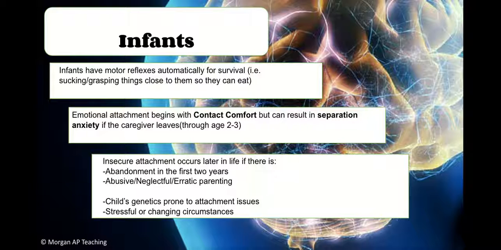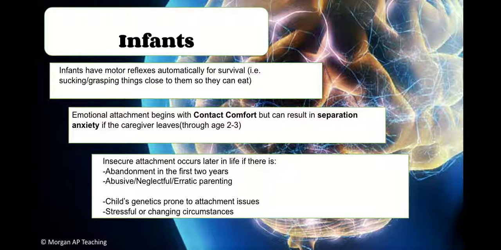Both, if that separation anxiety exists, and then you have some insecure attachments that come later, right? It can occur later in life if there is abandonment in the first 2 years. There can be some heavy insecurities in kids, and basically they feel like they're going to get neglected. They feel like they're just going to get left, right? So if there's abusive parenting, if there's neglectful parenting, if parents abandon them, it can lead to issues. But we also have some children.